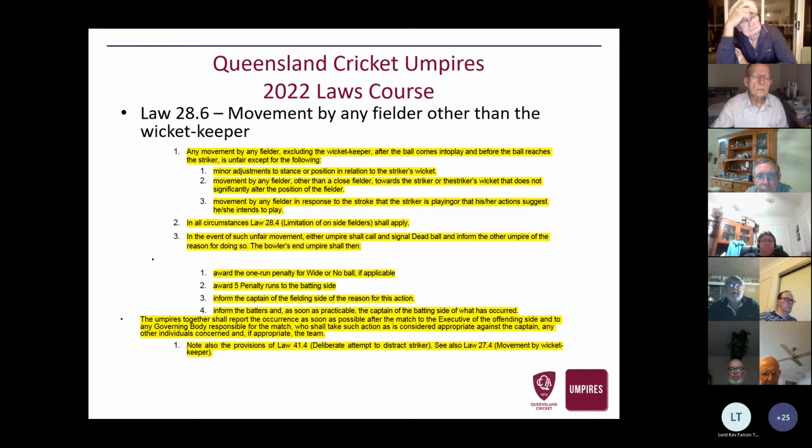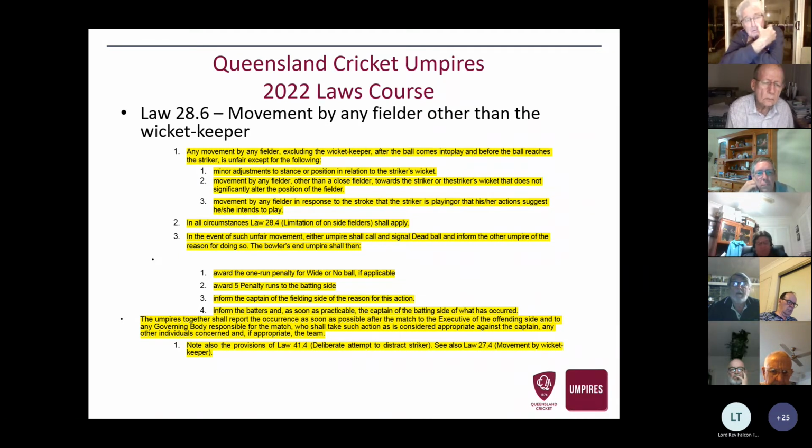And similarly to Law 27, there's been a rewrite of 28.6. Any movement by a fielder, excluding the keeper, after the ball comes into play and before the ball reaches the striker, is unfair, except for minor adjustments to stance or position in relation to the striker's wicket; movement by any fielder other than a close fielder towards the striker or the striker's wicket that does not significantly alter the position of that fielder; and movement by any fielder in response to the stroke that the striker is playing or that their actions suggest they intend to play.